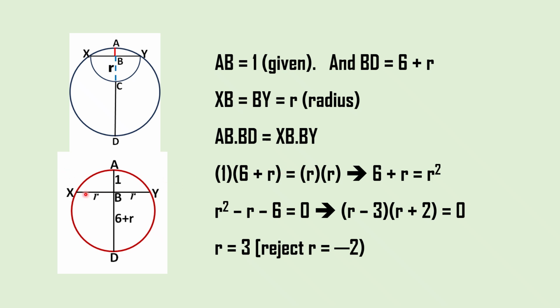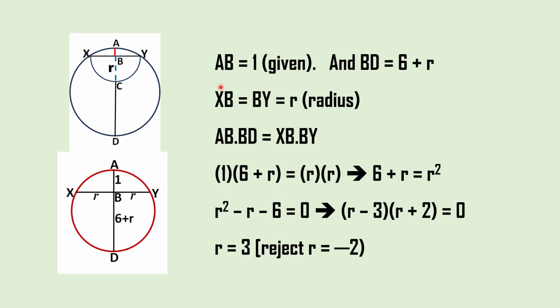So 6 plus R equal to R square. So R square minus R minus 6 equal to 0, that is R minus 3 into R plus 2 equal to 0. So R will be equal to 3 or minus 2. So rejecting the value minus 2, R equal to 3. So the required radius of the semicircle is 3 units.